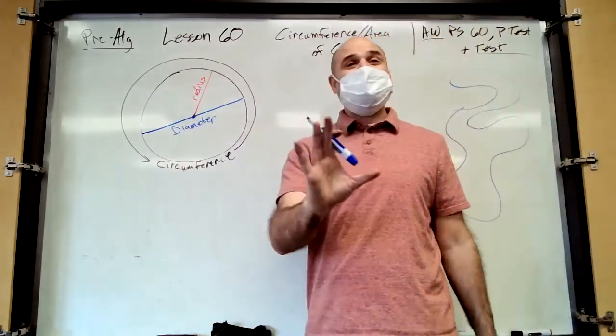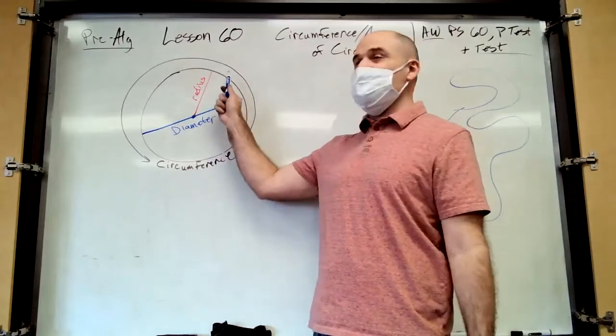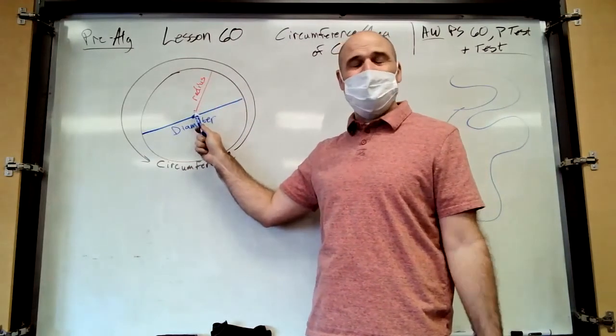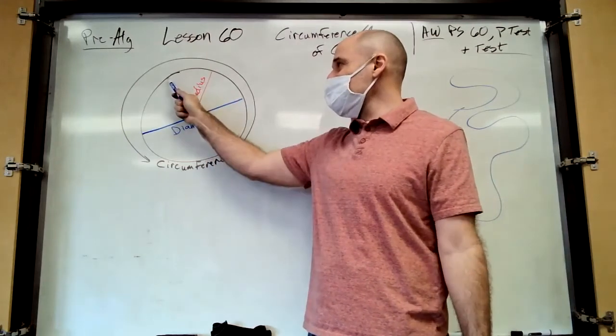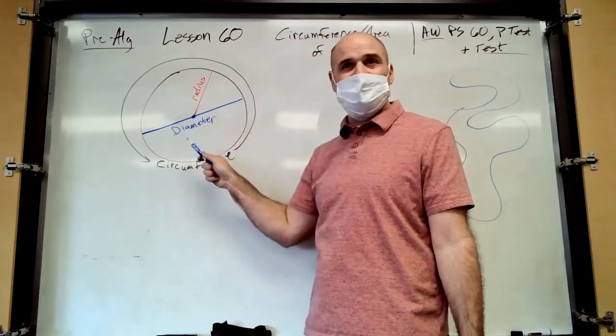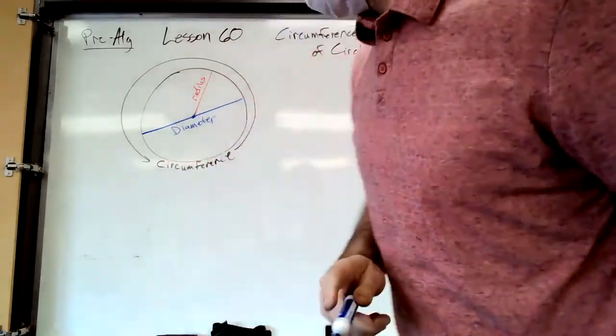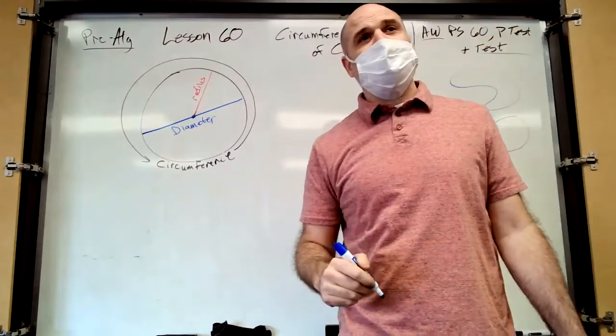Okay, so here's the definition. It's a collection of points that are the same distance from a given point, which we call the center. So all these points are the same distance away from the center. If this was drawn perfectly.